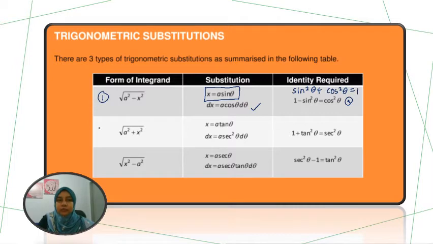Okay, number 2. If the integrand is in the form of the square root of a square plus x square, the plus sign, we use the substitution x equal to a tangent theta. If we differentiate x with respect to theta, we get dx equal to a secant square theta d theta.